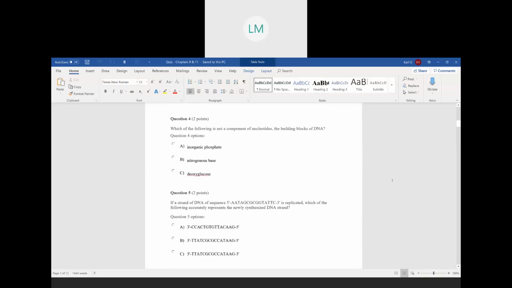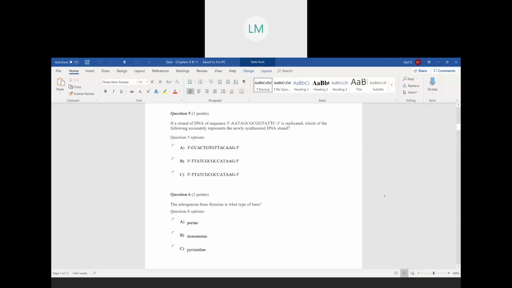Question number 4, which of the following is not a component of nucleotides, which are the building blocks of DNA? Nucleotides have a sugar and a phosphate and a nitrogenous base. So they do have this inorganic phosphate, they have this nitrogenous base, but the sugar that they have is a deoxyribose sugar, not a deoxyglucose sugar. So this is what is not a component of a nucleotide there.